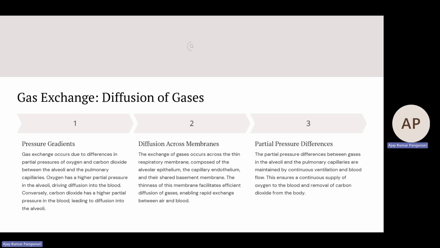Partial pressure differences. The partial pressure differences between gases in the alveoli and the pulmonary capillaries are maintained by continuous ventilation and blood flow. This ensures a continuous supply of oxygen to the blood and removal of carbon dioxide from the body.